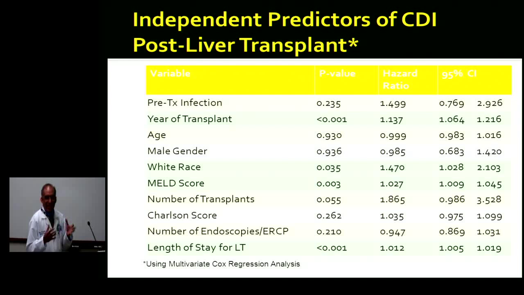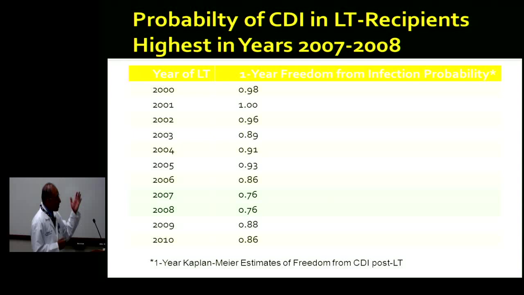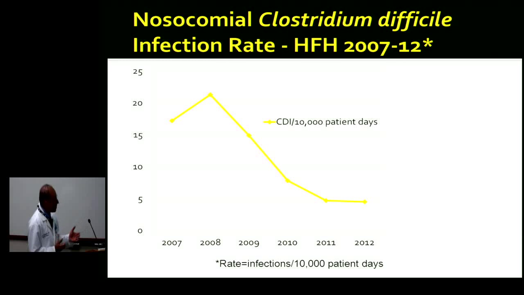This is likely an outcome measure, that these patients stayed longer, so we can attribute it possibly to C. diff. But we are looking at this data. So the year of transplant, if you look at this, 2007 and 2008, if you look at 1 year freedom from infection from C. diff, you'll see 2007 and 2008, you were most likely to get C. difficile infection. And that's not surprising, because if you look at all the infection rates, and this is how we count infection and infection control as per 10,000 patient days, you'll see that we sort of peaked in 2008, and then it sort of declined.